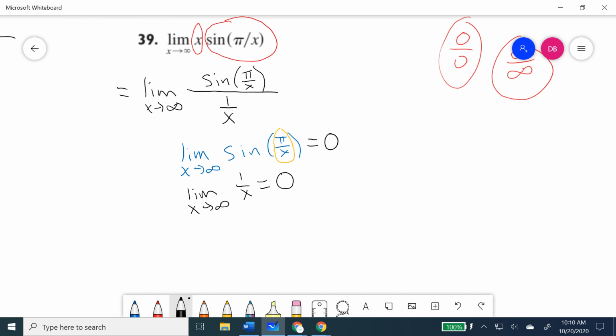So now I L'Hopital, and I take the derivative of just the numerator and write it in the numerator. So derivative of sine is cosine, and chain rule says give mommy her baby and multiply by the derivative of the baby. With the derivative of pi over x, it's really pi x to the negative 1. So I'm getting pi times negative 1 x to the negative 2.